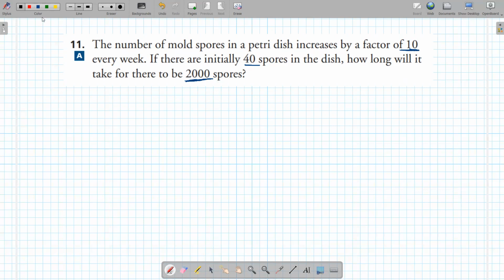I'm going to have to use an exponential formula for this one, which says the final count is going to be the initial number times the growth rate to the power of time. So in this case, what's our final count? It's 2,000. Our initial count is 40. What's our growth factor? 10. 10 to the power of t, like that.